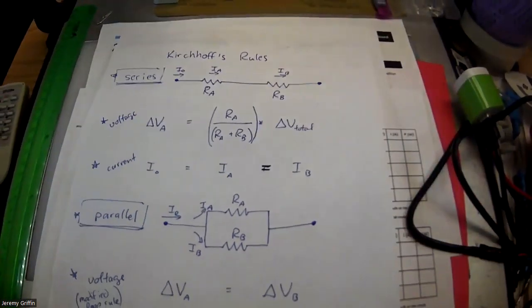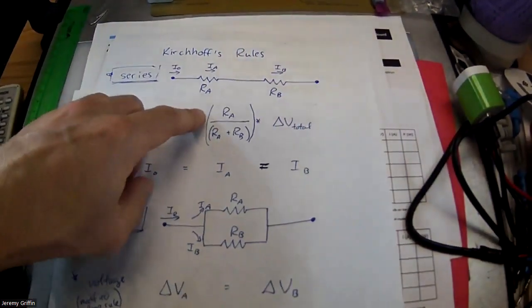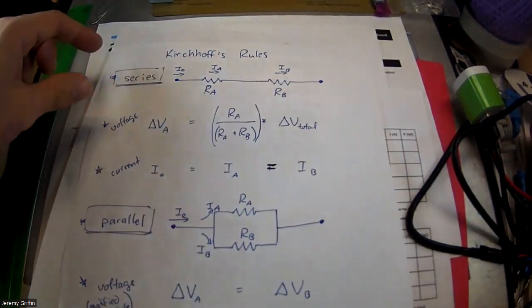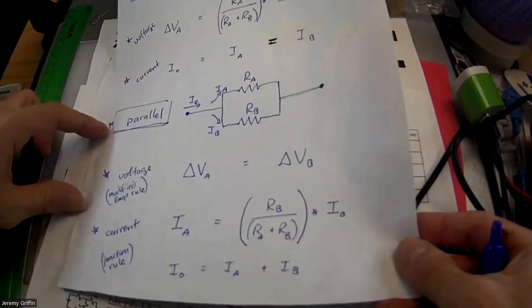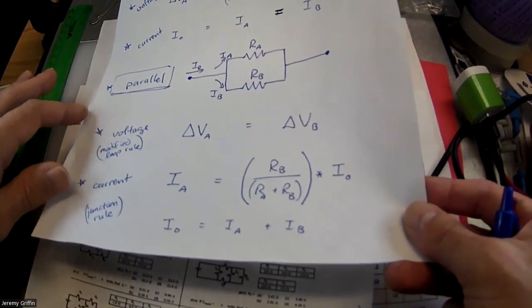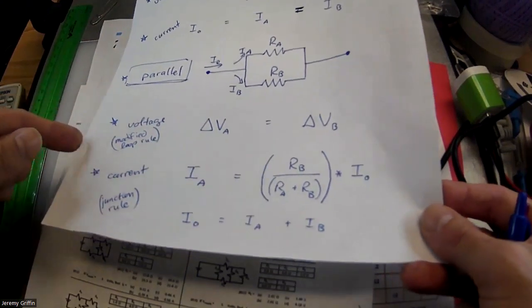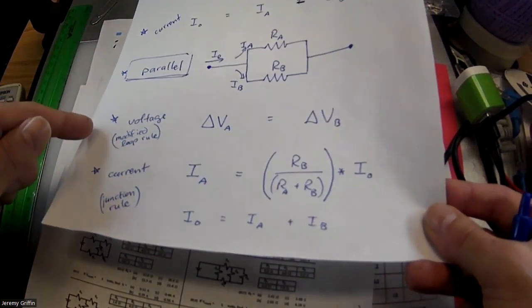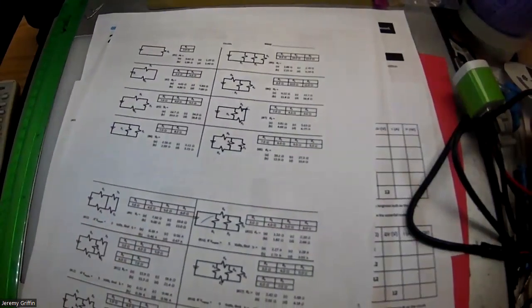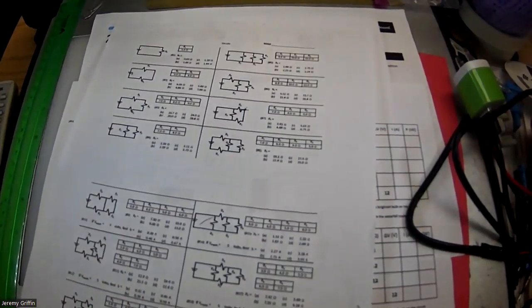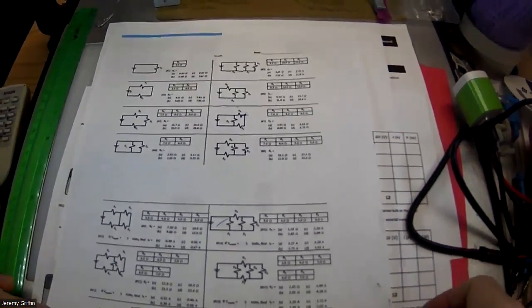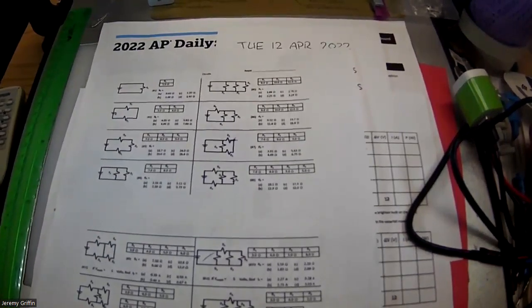Kirchhoff's rules tell you exactly how the current flows and what the voltage drop is across each resistor. There's rules for series, there's rules for parallel. I gave you a modified version of Kirchhoff's rules. The technical definitions include a loop rule and a junction rule, but I gave you effective applications of those. So that is what we're doing today. It's going to be kind of a tight fit, but luckily we have a couple extra minutes in this class, so let's go for it.